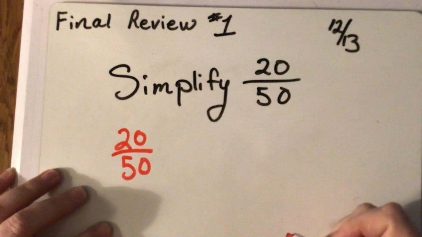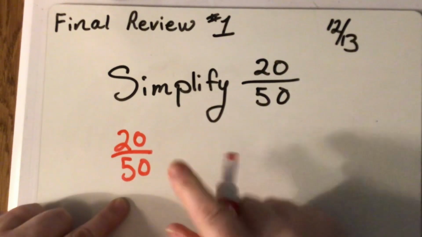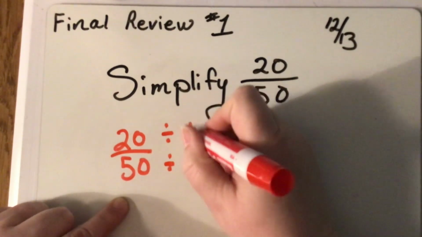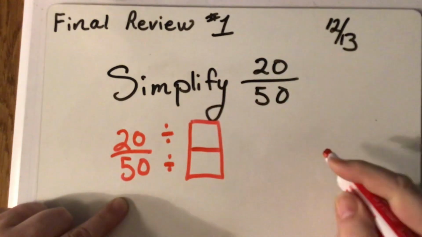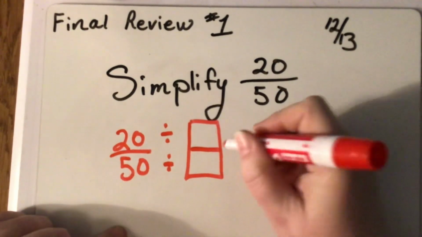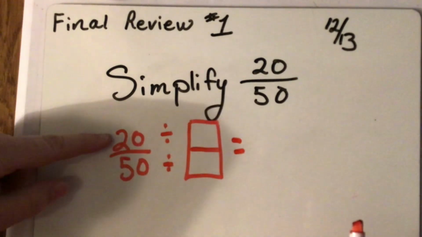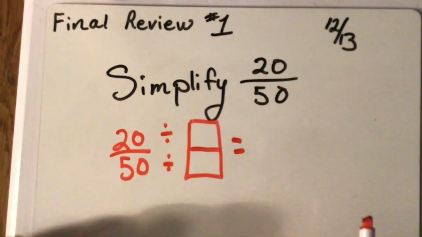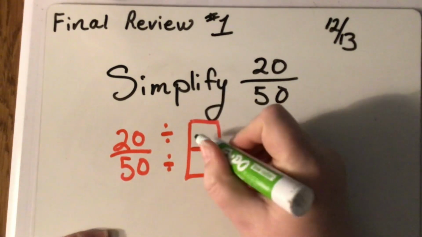20 over 50. Now I need to think of something. We're going to simplify, so that means we're going to make this smaller. So we're going to divide by something. Here's our giant 1 right here. And these numbers have to match. Oh man, what could it be? And that's going to give us our answer. Now, I'm going to sit here and think, both of these end in a 0. So let's divide by 10, because I can take a 10 out of each of these. So let's put a 10 in both of these boxes.